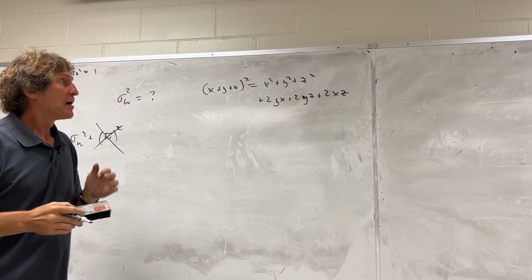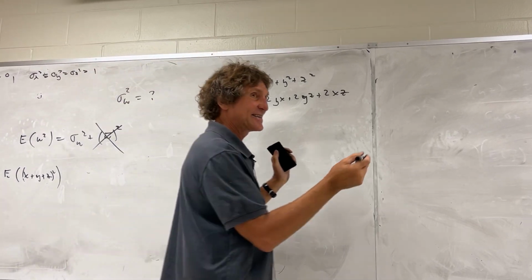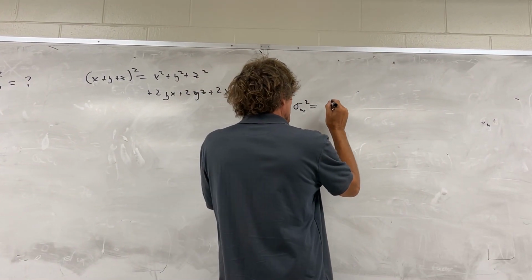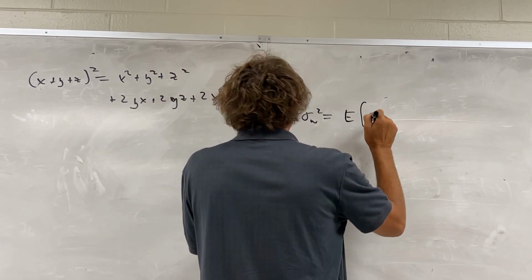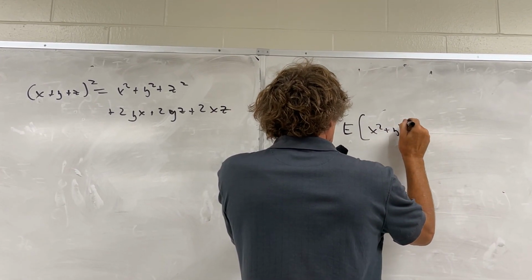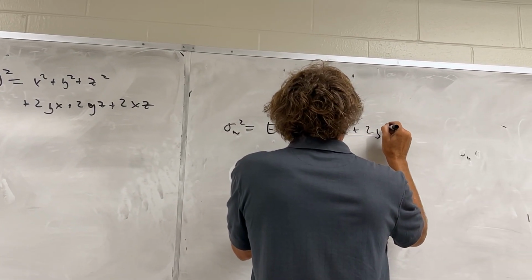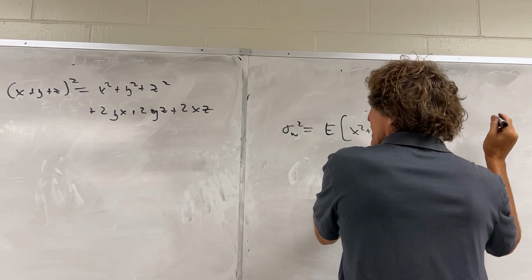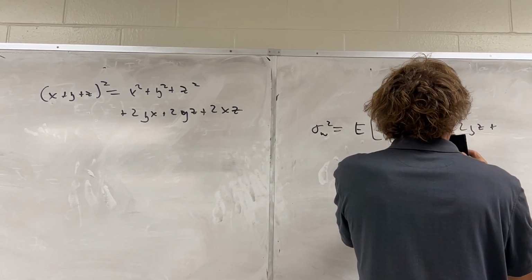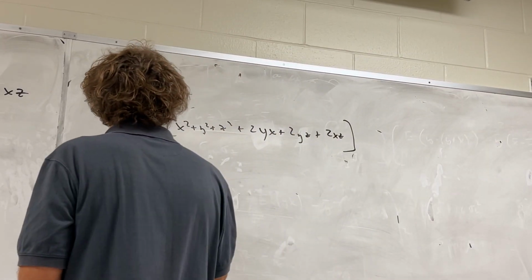Agreed? All right, we need the expected value of all that. I'm going to write it over here. So I'm going to say my sigma w squared is equal to the expected value of all that stuff: x squared plus y squared plus z squared plus 2yz plus 2yx, or, no, 2yz. Let me do it that way. All right.